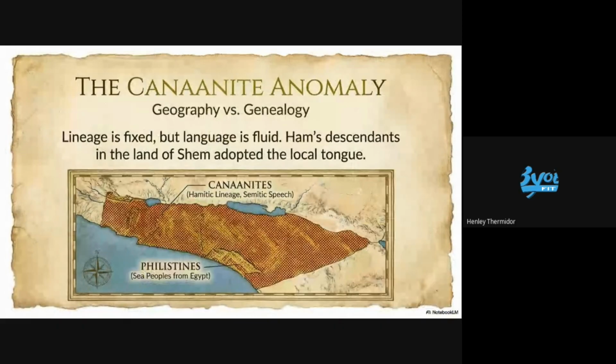All right, moving on. So lineage is fixed, but language is fluid. As we start to see the Philistines and the Canaanites, they historically were Ham's descendants, but because they were so close to the Semitic people, they ended up adopting and sometimes mixing the languages.